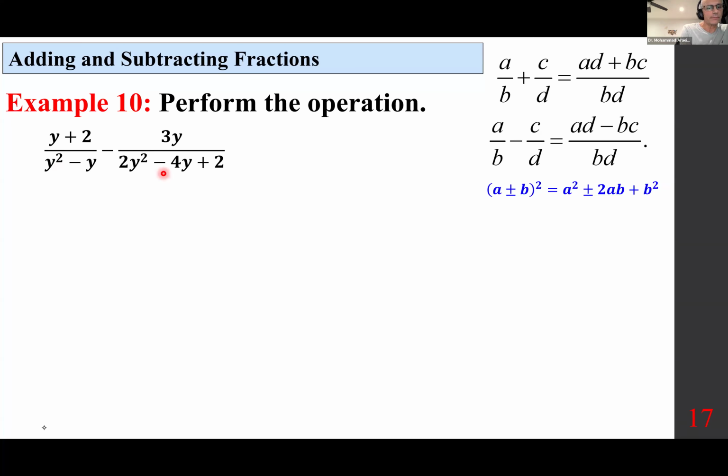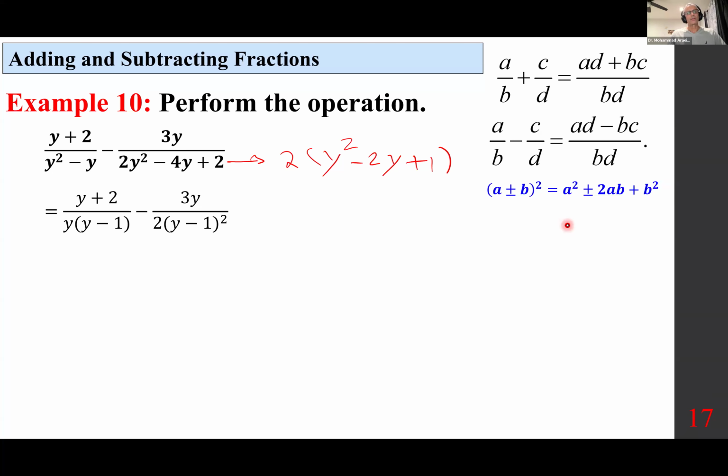And this one, you notice there's a GCF of 2. And this is a perfect square trinomial according to this. It's y minus 1 quantity squared. So we factor each piece. Now, what is the LCD?